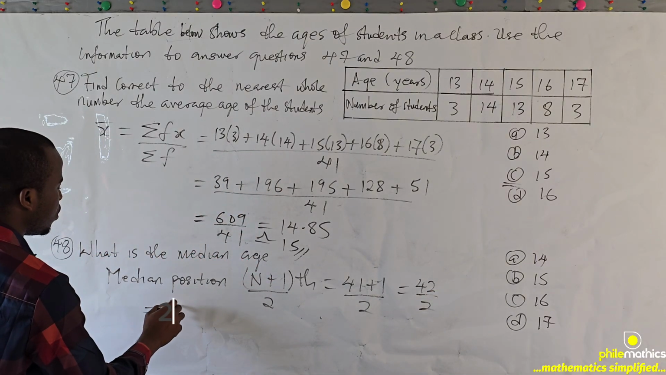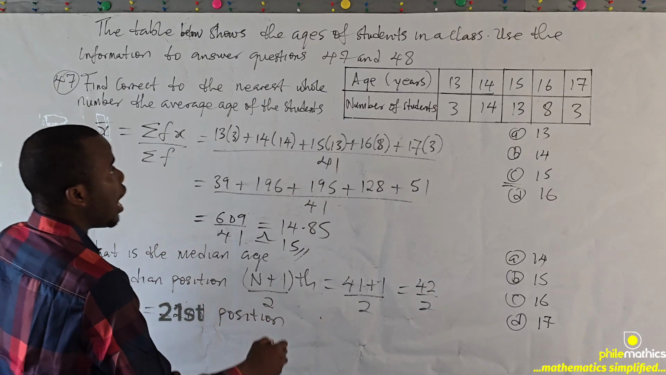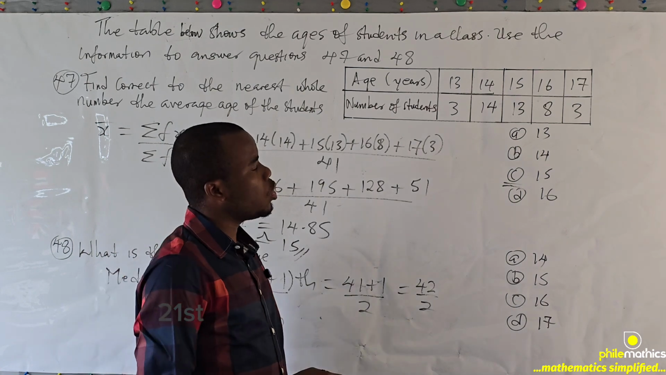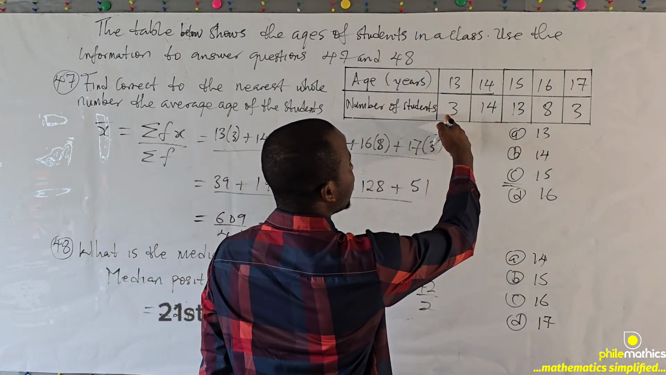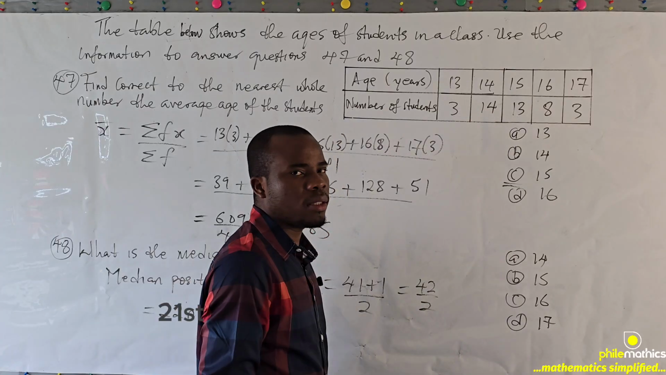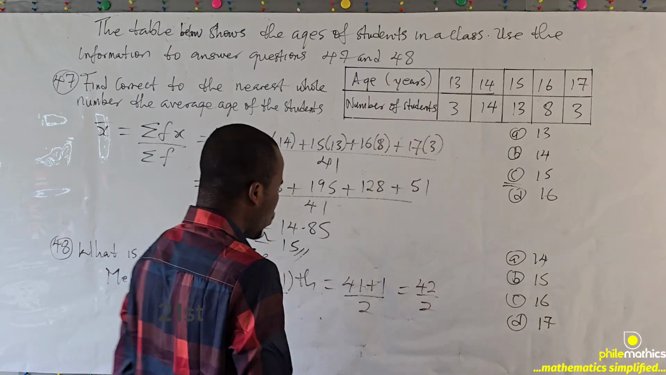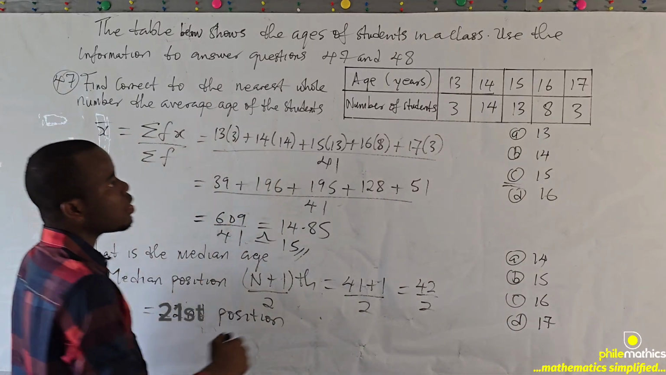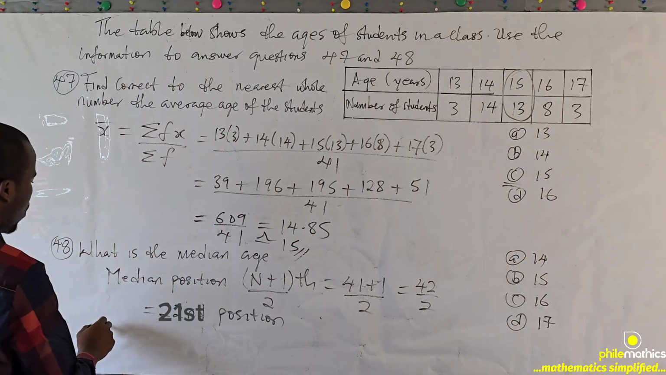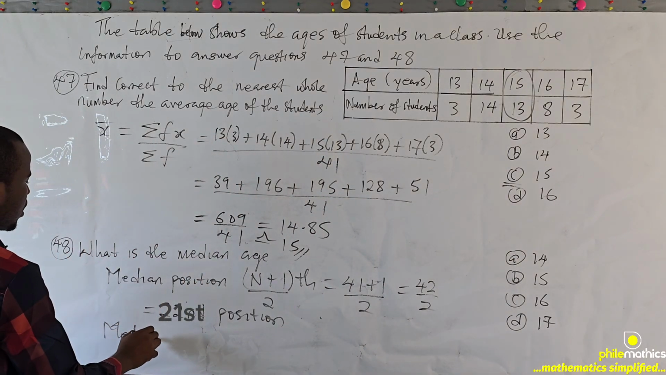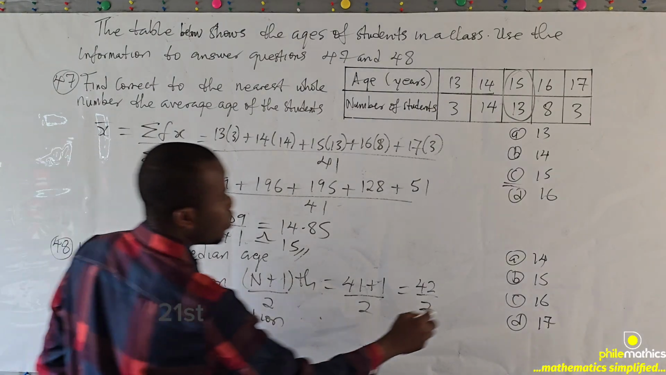the 21st position. That's our median. How do we get the position? We start taking cumulative frequency. So 3 plus 14 is 17. 17 plus 13 is 30. And we are looking for the position. That means this is where our median class will lie. So our median age is simply 15, which is B.